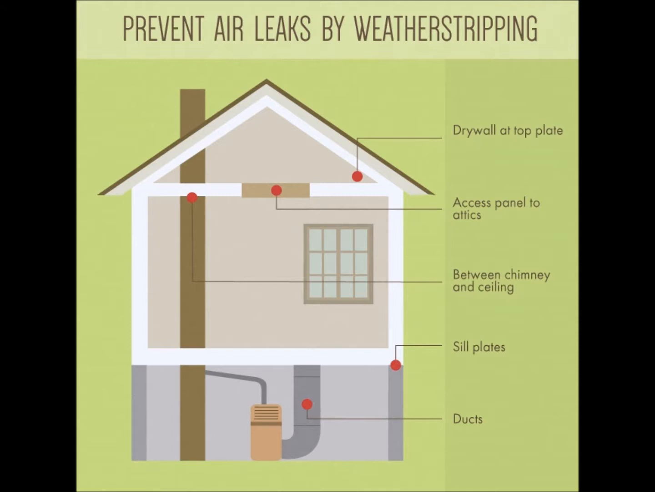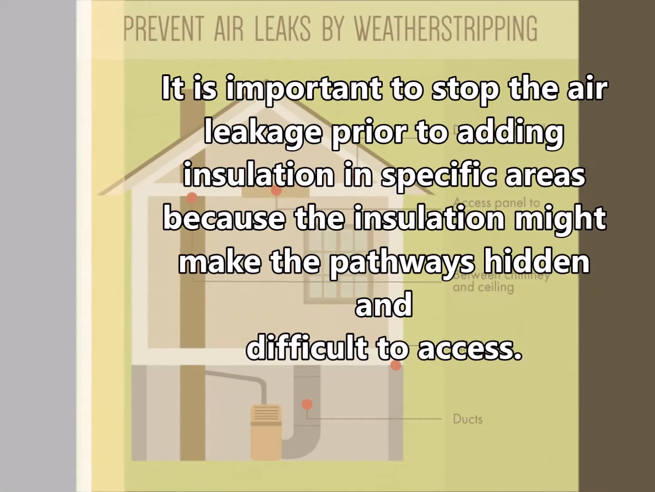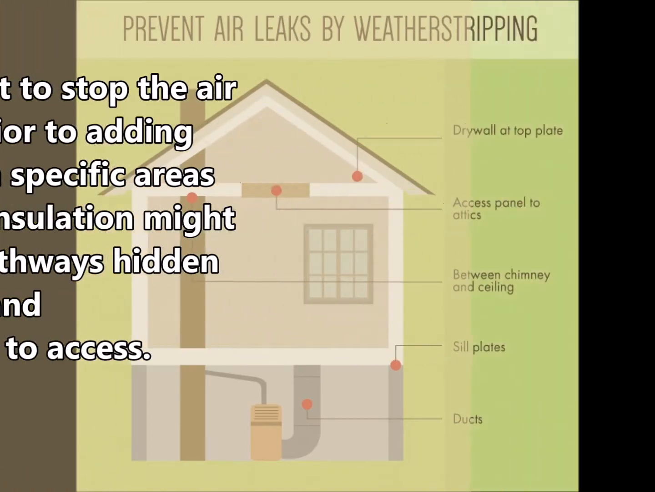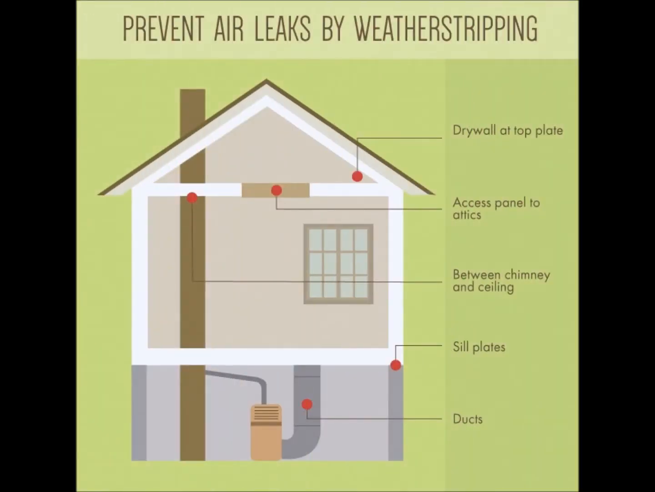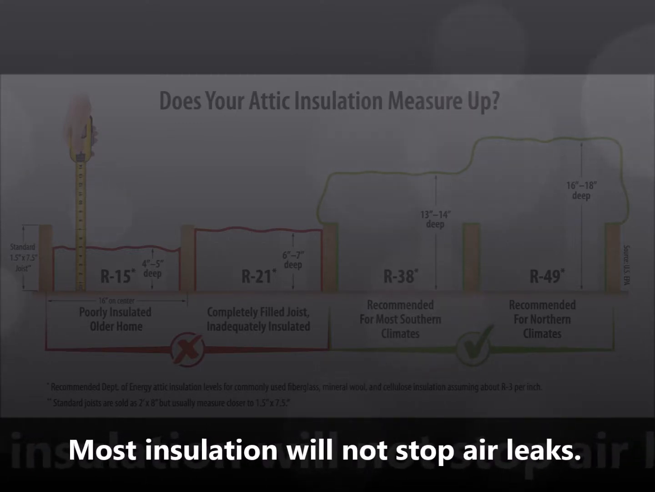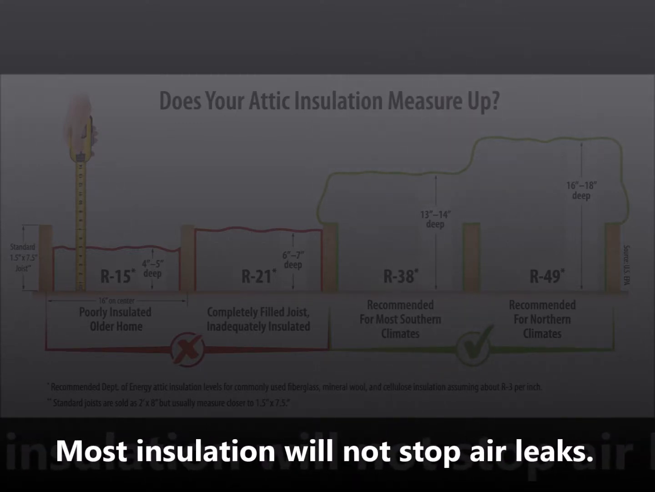Air sealing is an essential first step. It is important to stop the air leakage prior to adding insulation in specific areas because the insulation might make pathways hidden and therefore difficult to access. Because warm air rises and cool air falls, the attic is often the best place to find air leaks and then seal them up. Usually, adding additional insulation at the attic's floor area will not stop leaks because the air will flow through or around the insulation. Most insulation will not stop air leaks.